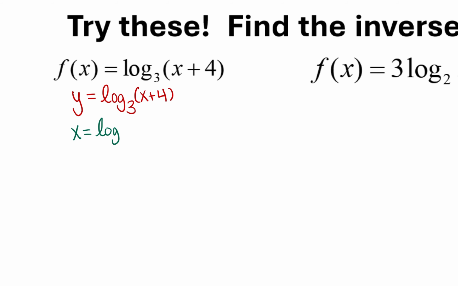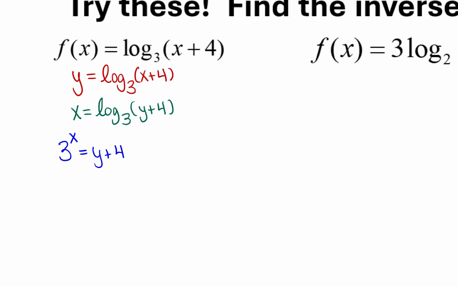I will then isolate for my logarithm. So looking at this logarithm, there's no addition or subtraction occurring outside of it, and there's no multiplication or division occurring in front of it. So from there, we will then convert this to the exponential form. I have 3 to the power of x is equal to y plus 4. Keep in mind that your goal is to get y to be all by itself. So looking at this, we will subtract 4 on both sides.